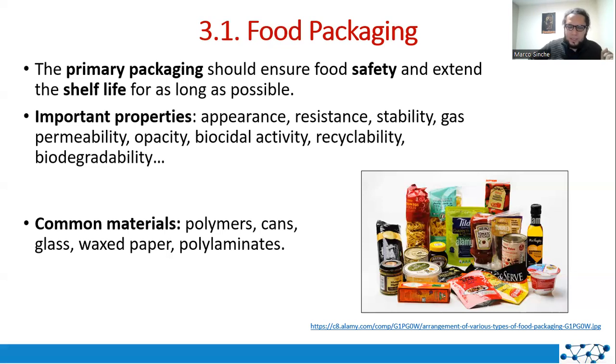Gas permeability is especially important with CO2, oxygen, and water vapor. For example, products that are fried must not be in contact with oxygen because it will change the flavors and make them not tasty, or even the texture will also be affected. Other products could be sensible to sunlight. So in these cases, the materials should have some opacity.